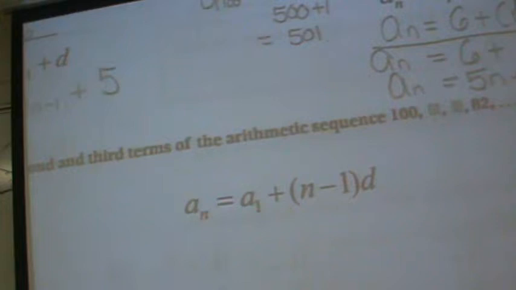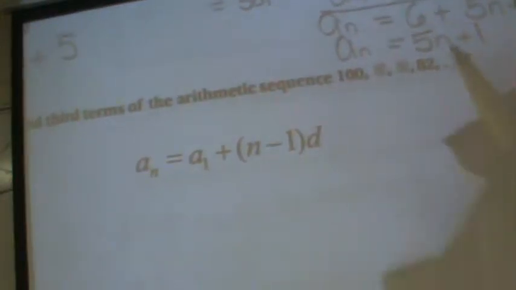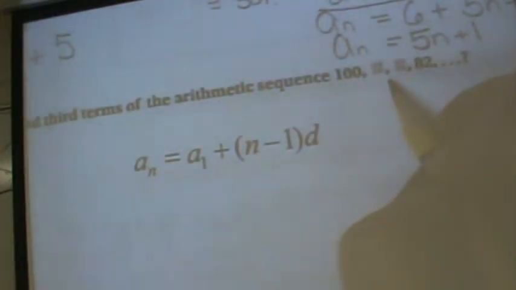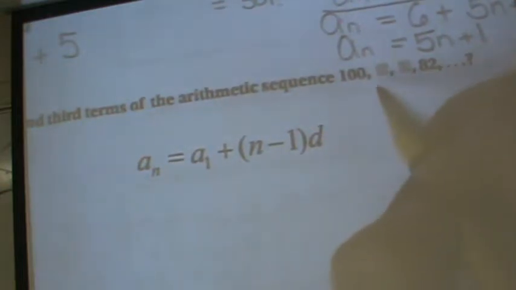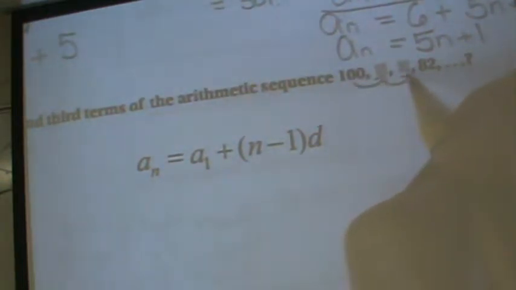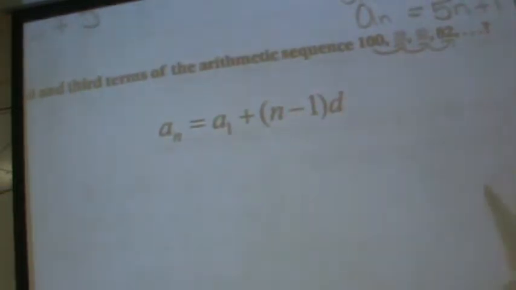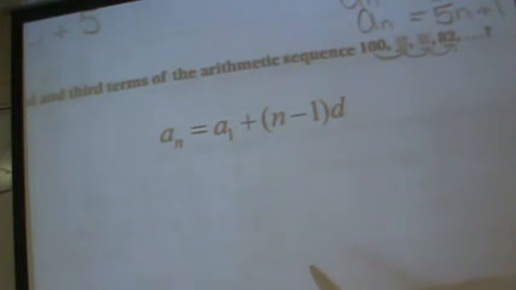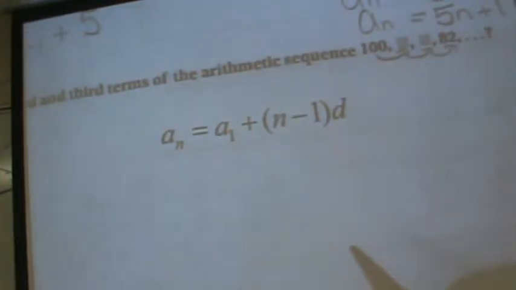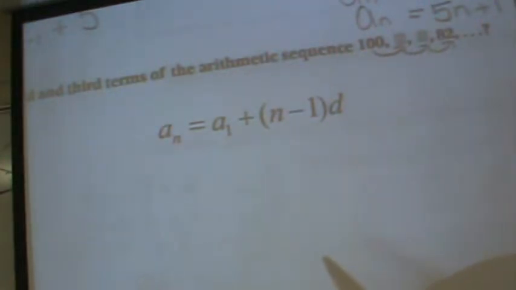Okay, look at this B. What happens when you don't know what this pattern is? What am I going to do? Okay, so now I have to figure out a way to find these two missing terms. So I'm going to play around with this formula.